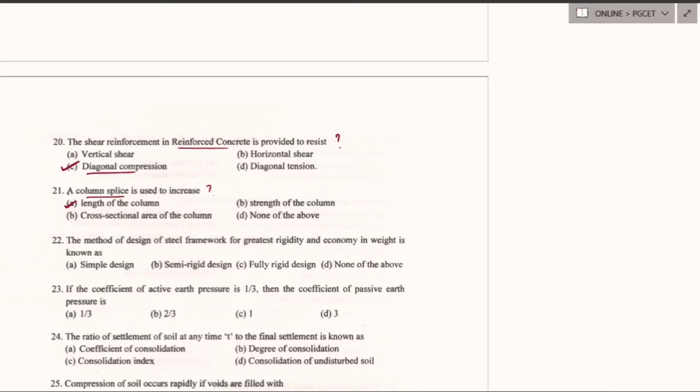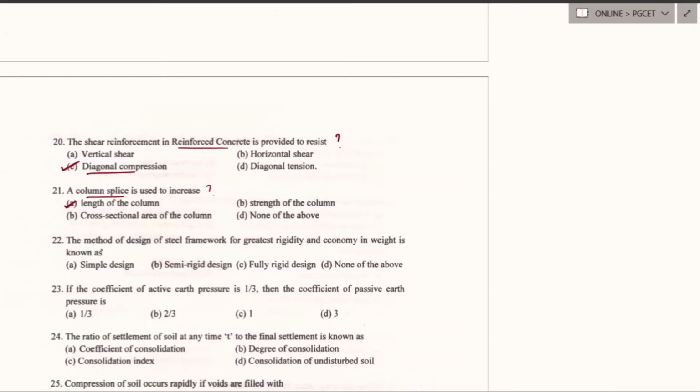Column splices are mainly used when the columns are subjected to bending and when the available length of the structural steel section is less than the required length of the column. Hence, column splices are used to increase length of the column. Option A is the right answer.